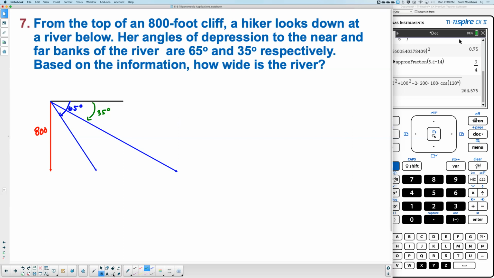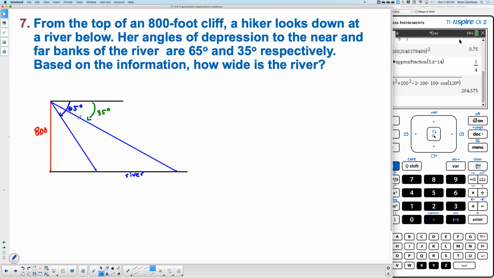Somewhere down here, we have a river, and that's what we're trying to find. We want to know this distance right here, the river. So let's fill in this triangle here.